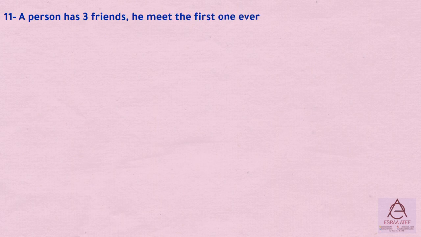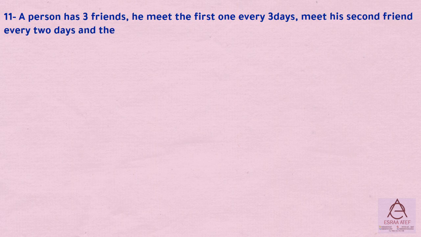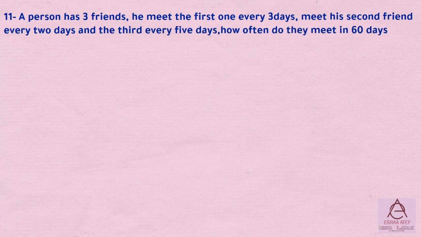Okay, question number 11: a person has 3 friends, and he meets the first one every 3 days, the second one every 2 days, and the third one every 5 days. How often do they meet in 60 days?